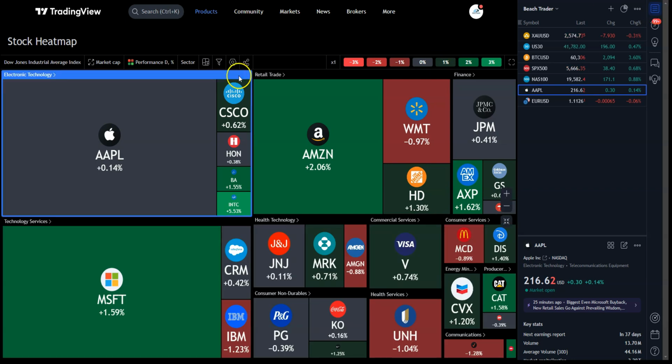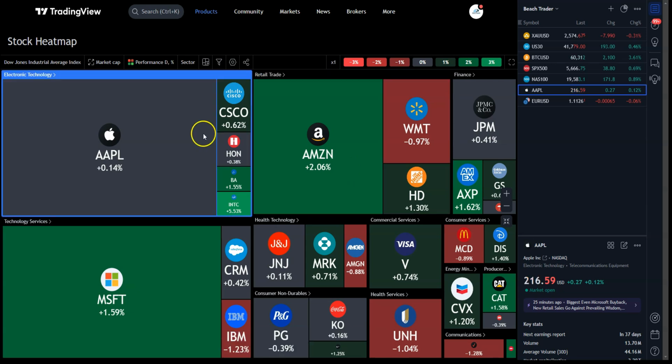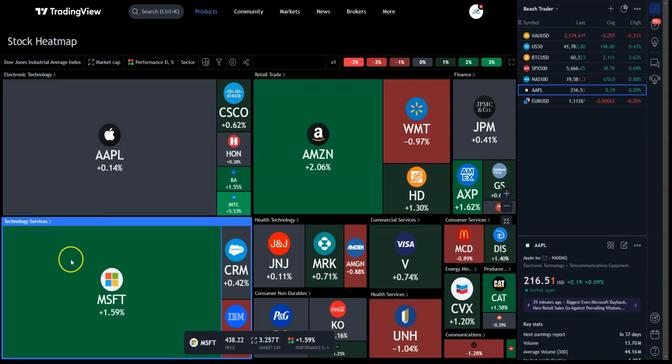Microsoft is one of the biggest. And what you could do is you could look at the size and tell what it is. But they also broke it down into categories. Like this is the electronic technology category, and you see the different ones here. This is the technology services. You see Microsoft, CRM, IBM.